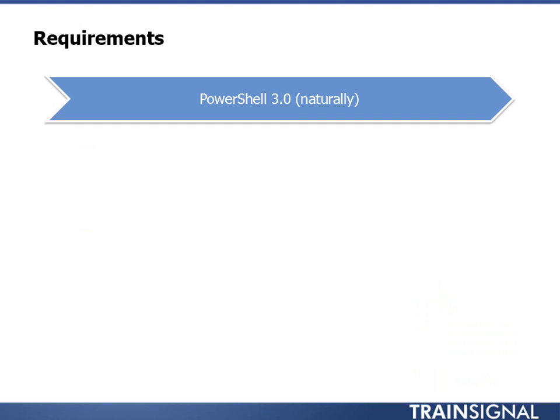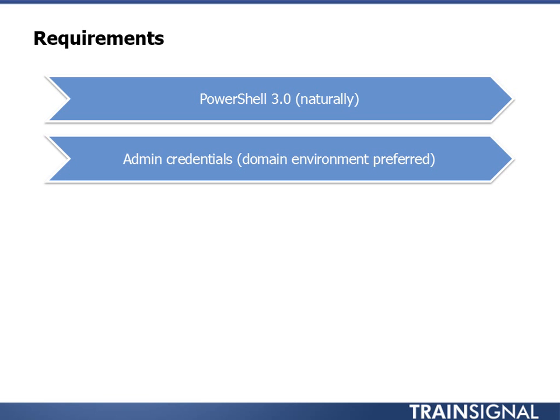So to follow along in the course, if you would like to, there are some requirements, of course. Obviously, you need to have some system that is running PowerShell version 3. So it can be Windows 8, Windows Server 2012, which ship with PowerShell installed automatically, or you can download and install PowerShell version 3, say on a Windows 7 desktop. That would be an ideal situation. I'm going to assume that you are running in a domain environment with admin credentials.